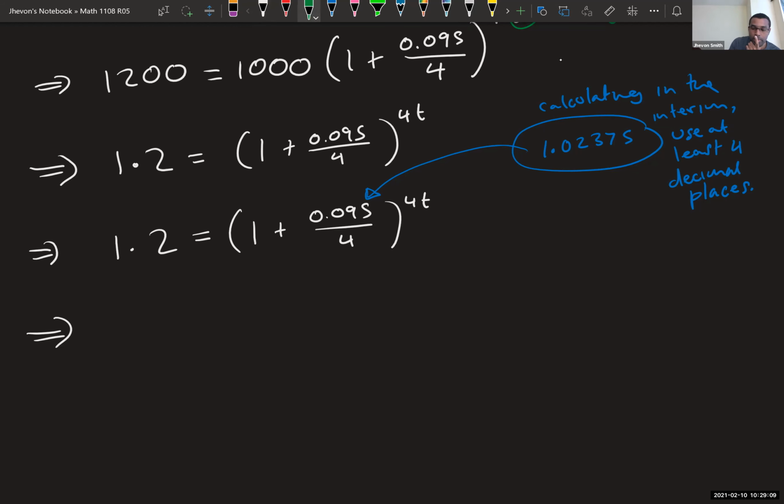So I want to solve for something in the power. What is the strategy when you want to solve for something that's in an exponent? What's the strategy? I mean, we talked about it yesterday. Spent a lot of time on it yesterday, actually.